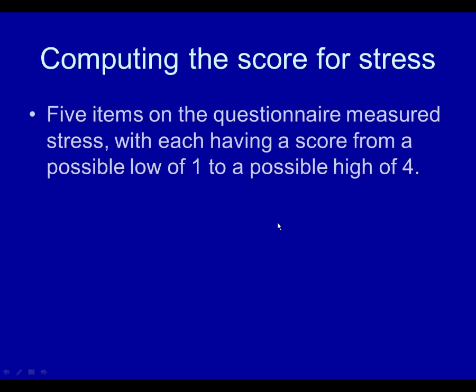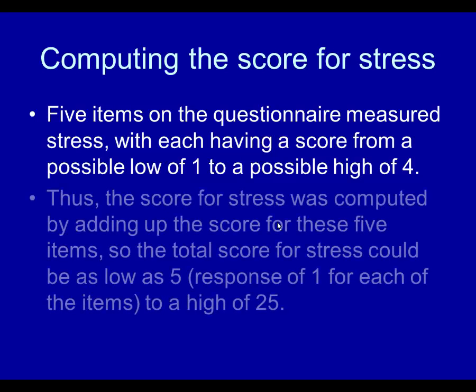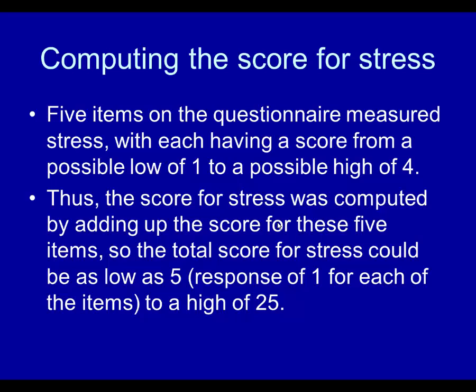When the score for stress was computed for the study, 5 items on the questionnaire measured stress, with each having a score from a possible low of 1 to a possible high of 4. Thus, the score for stress was computed by adding up the score for these 5 items. The total score for stress could be as low as 5 or as high as 25.